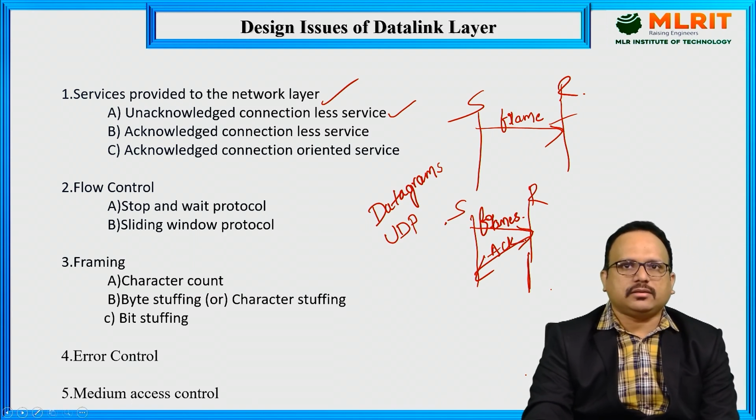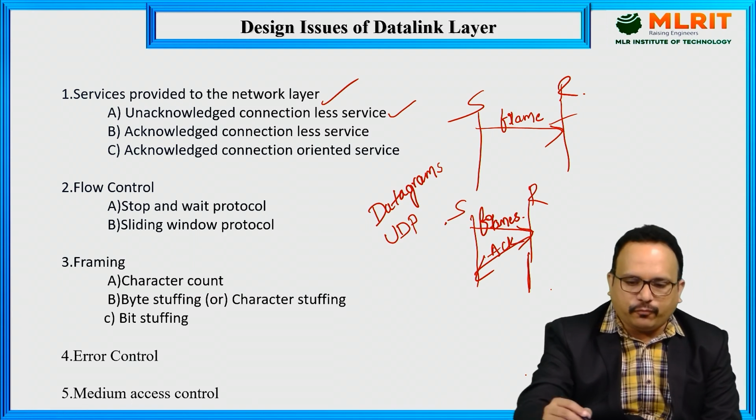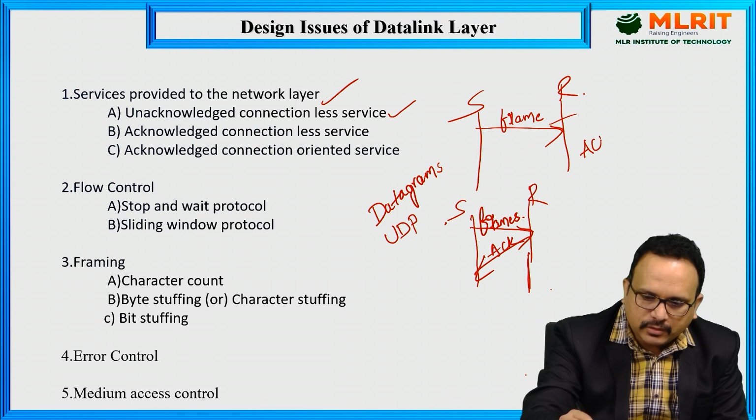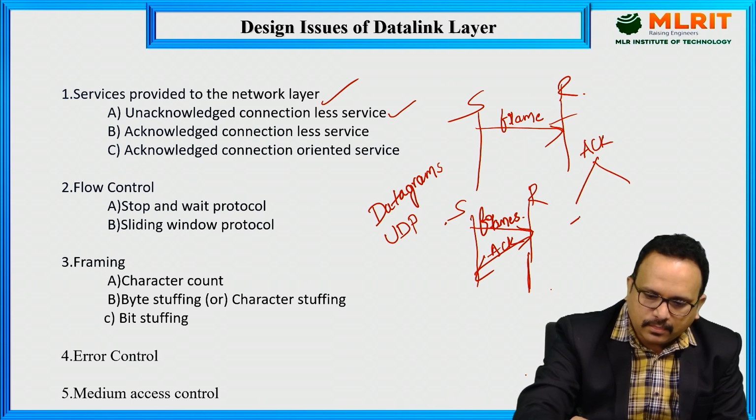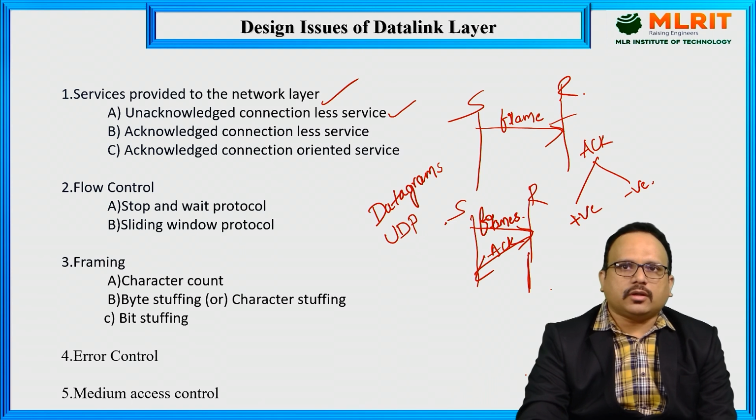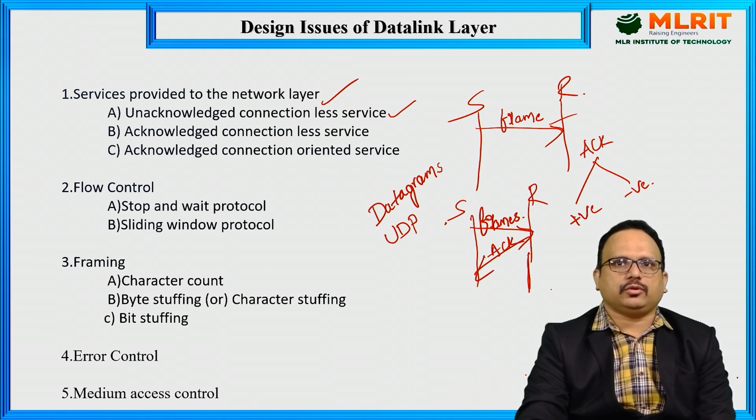Acknowledgement in the sense, the acknowledgement might be in the form of positive acknowledgement, it might be positive or it might be negative. So positive acknowledgement in the sense, the data which has reached the receiver is perfect and there are no errors in that particular received frame. So that indicates the positive acknowledgement.